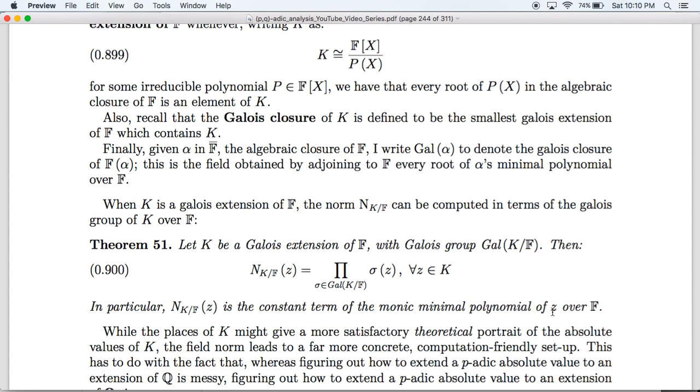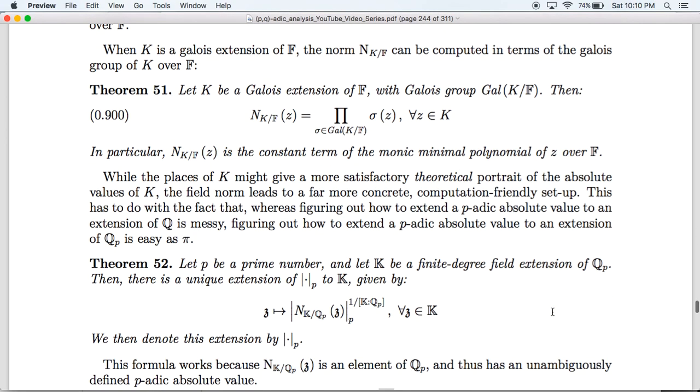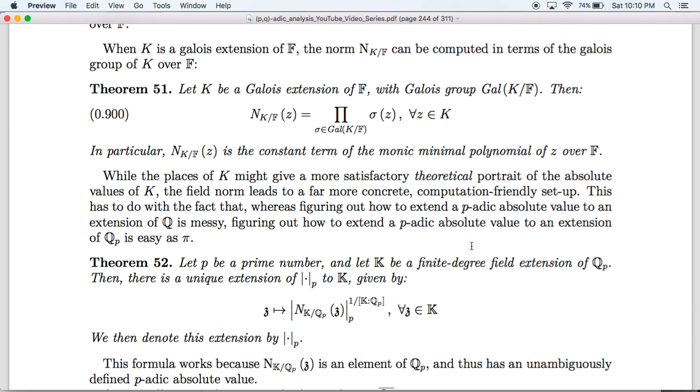And now here, remember, when we were doing the extension theorem, we saw that there was a bijective correspondence between the embeddings, the factorizations over Q_L, and the places, the absolute values that lie over L, but we didn't actually give a way to turn the embeddings into absolute values. It's very easy to do this from the local perspective. This has to do with the fact that while figuring out how to extend a p-adic absolute value to an extension of Q is messy, figuring out how to extend a p-adic absolute value to an extension of Qp is as easy as pie.